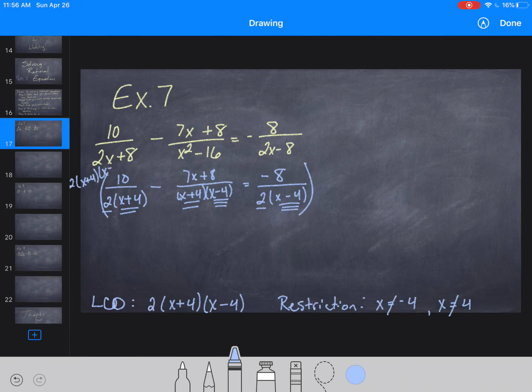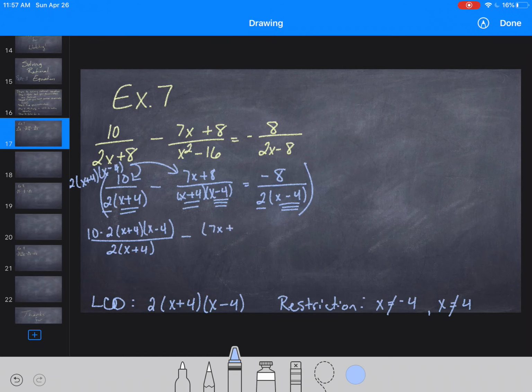My fourth step says to multiply my least common denominator into my entire equation. So I'm going to multiply my entire equation by the 2, the x plus 4, and the x minus 4. When I multiply it into my first fraction, I end up with 10 times 2 parentheses x plus 4, x minus 4, all over 2 parentheses x plus 4. I have a subtraction sign.